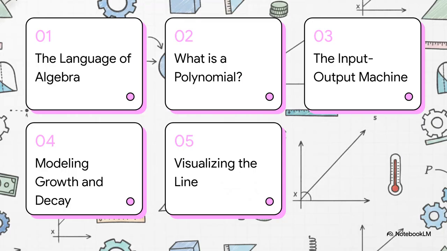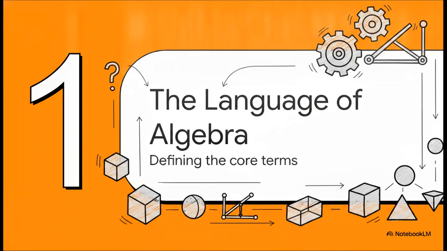Okay, let's dive right into this. Our roadmap today will take us from basic algebra grammar straight through to visualizing math in motion. We'll cover 1. The language of algebra. 2. What is a polynomial? 3. The input-output machine. 4. Modeling growth and decay. And finally, 5. Visualizing the line. Let's kick things off with section 1, the language of algebra.